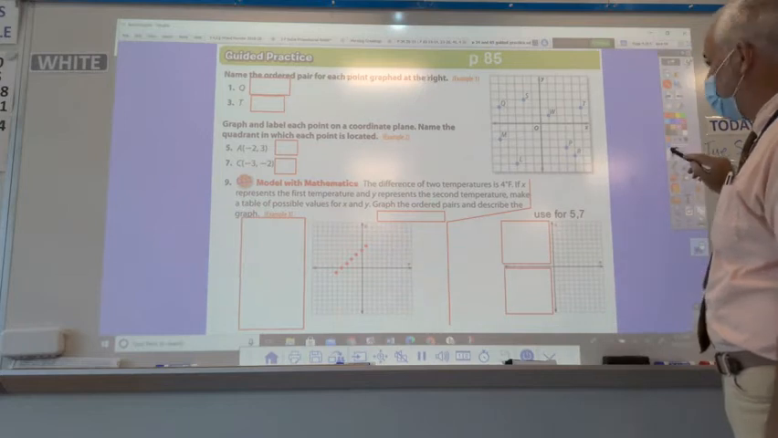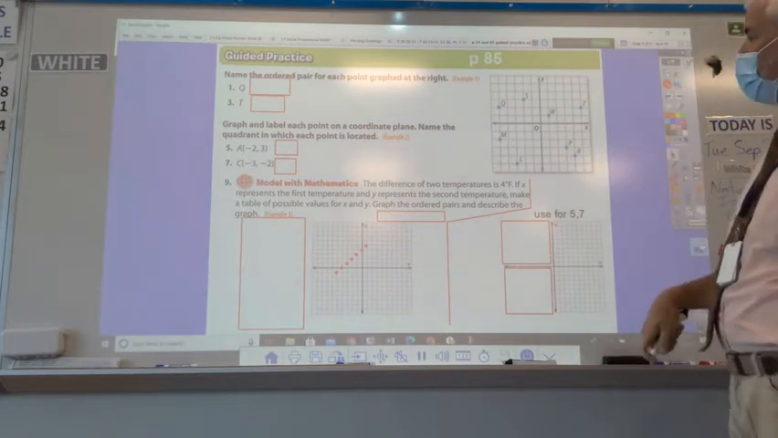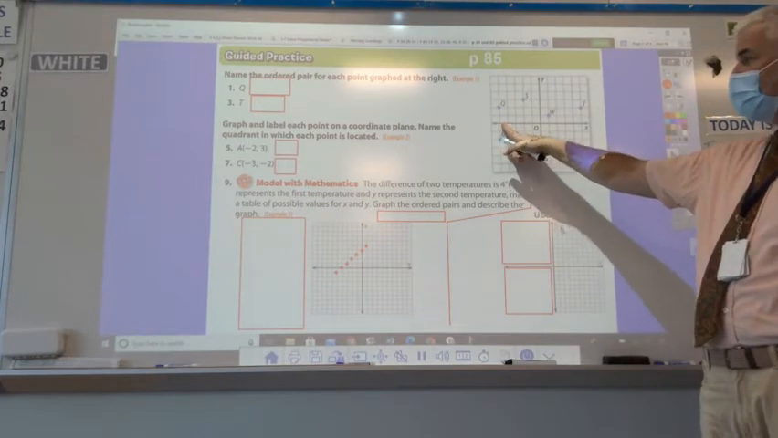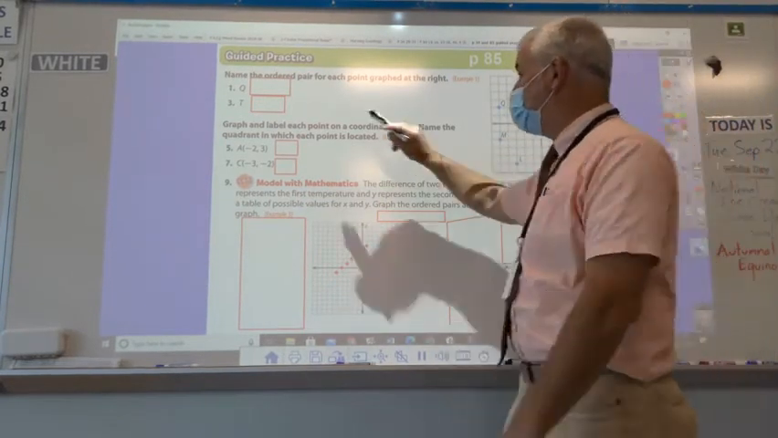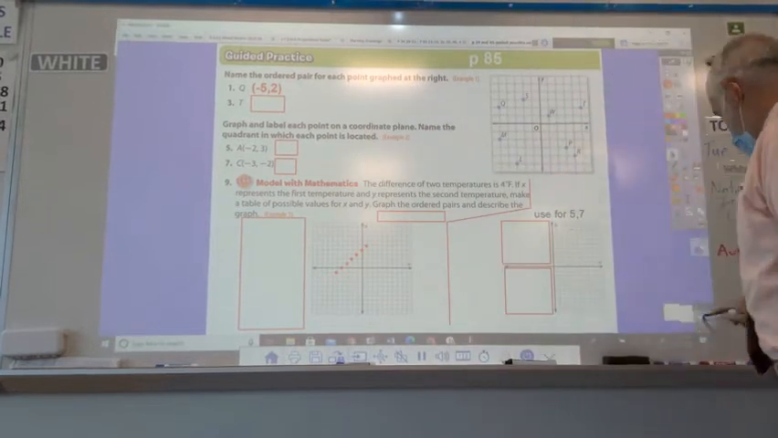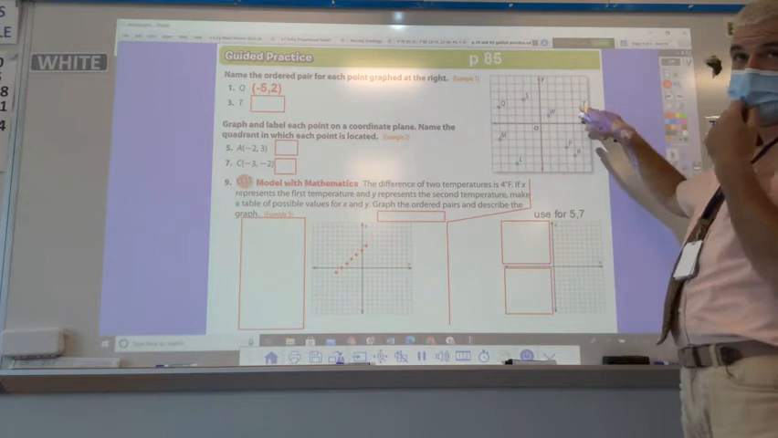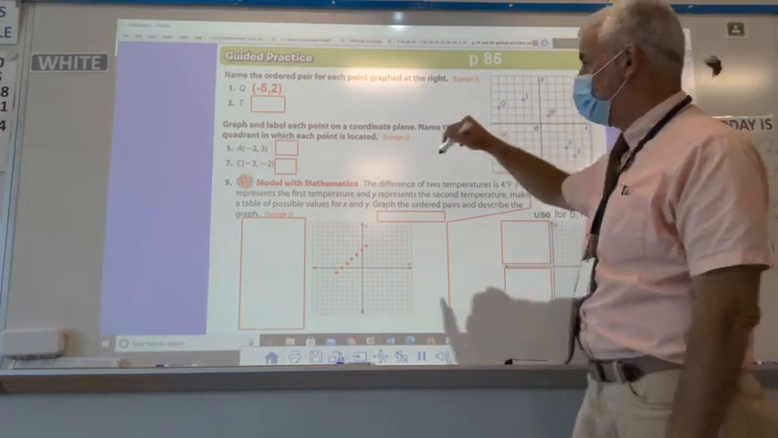in 4 quadrants. Okay, so the ordered pair at Q is 5 to the left, that's -5 and +2. And T is 5 to the right, that's +5 for X and +2 for Y.